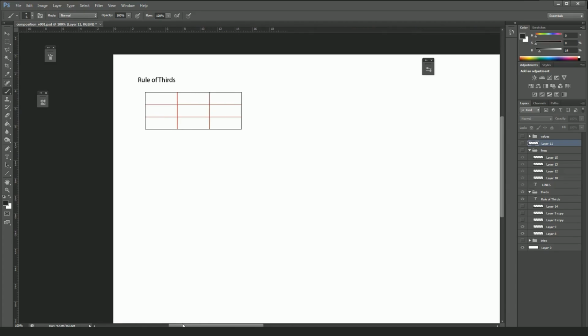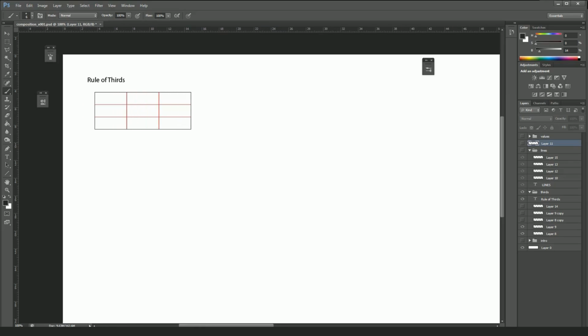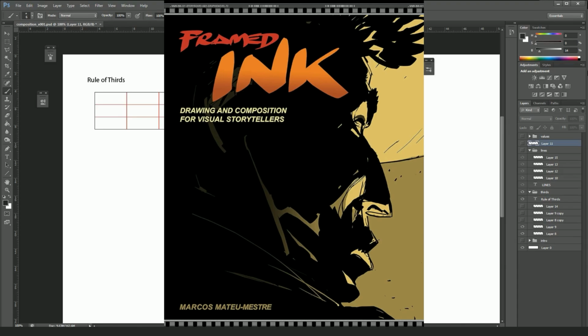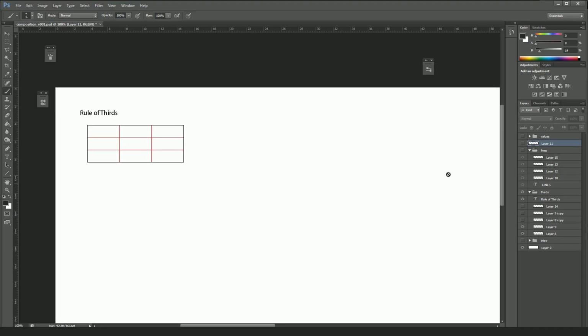So I'm not going to go into crazy details because there's tons of resources. There's so many artists out there that have Gumroad tutorials and they talk about compositions all over the place. I'll give you a book, actually right now. Framed Ink is a really good one if you want to understand composition. It's Framed Ink, Drawing and Composition for Visual Storytellers. It's awesome. It tells you everything. It's just really good. So yeah, I'll go through the basics and let's start with rule of thirds.